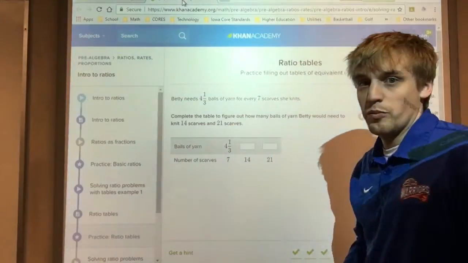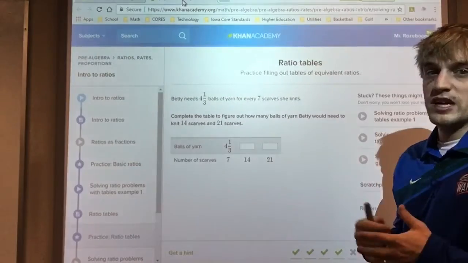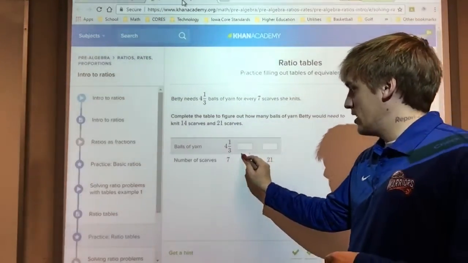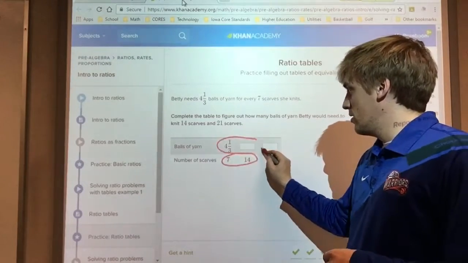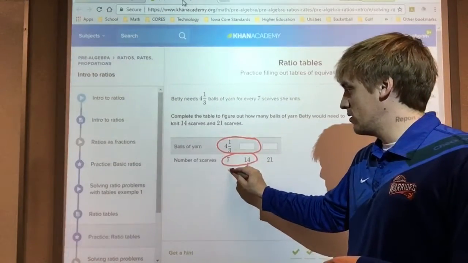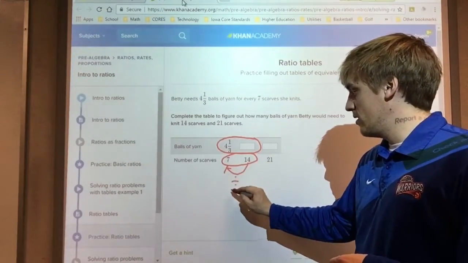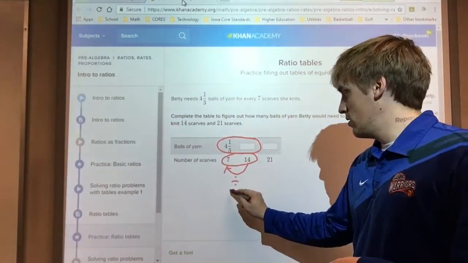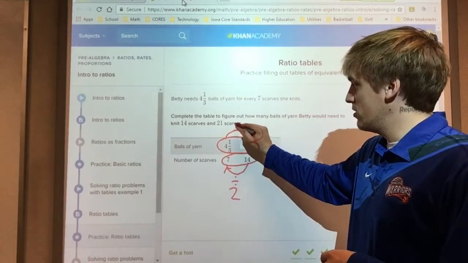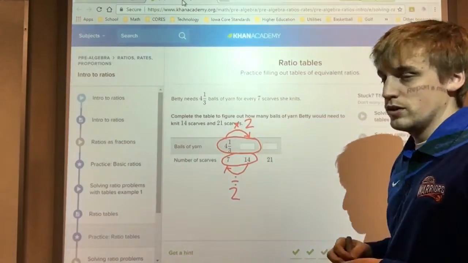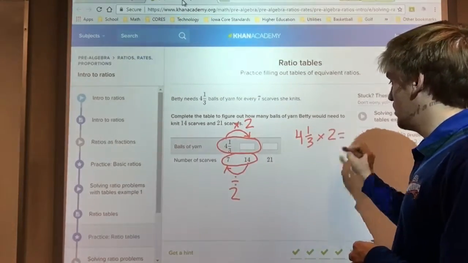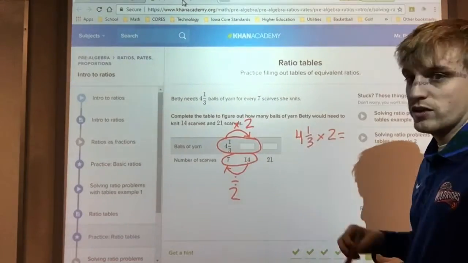Okay, let's flip over to Khan Academy. Khan Academy is the same thing. The table's just going this way. Okay, so I'm going to take these two numbers, figure out that empty space, or that blank. So 14 divided by what gives me 7? Divided by 2. So I'm going to take this 4 1/3 times 2. Well, you're going to have to do some work to do that. 4 1/3 times 2. In order to multiply by fractions, we got to rock around the clock.